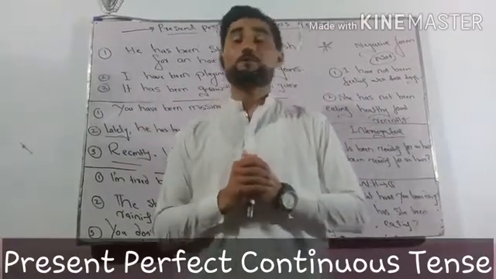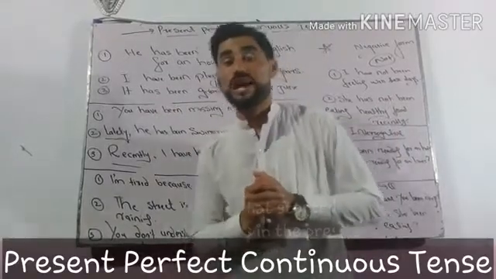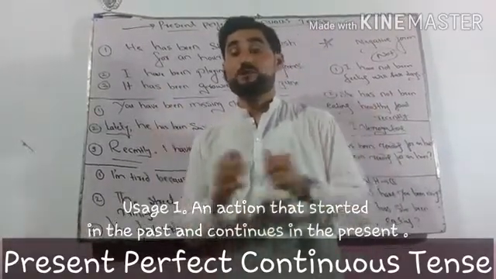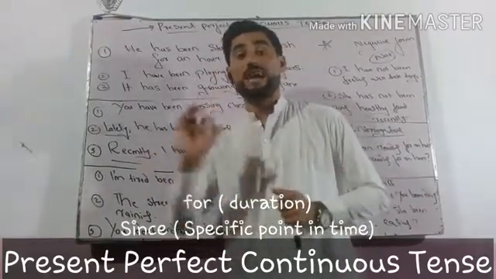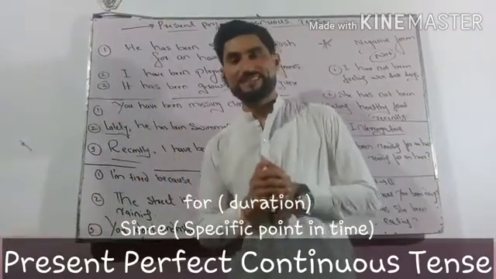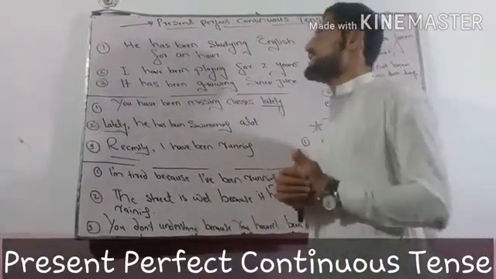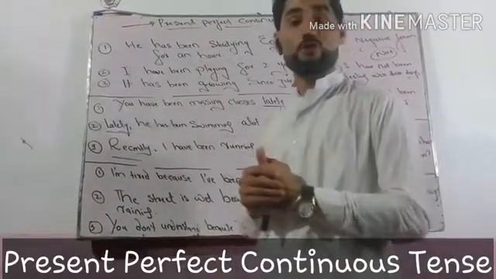The first usage of the present perfect continuous tense is that this tense can be used to talk about an action that started in the past and continues in the present. We want to emphasize duration in this tense, and you can do that by using since or for in your sentences. Let's understand this with the help of examples. The first example is: he has been studying English for an hour. He has been studying English for an hour.